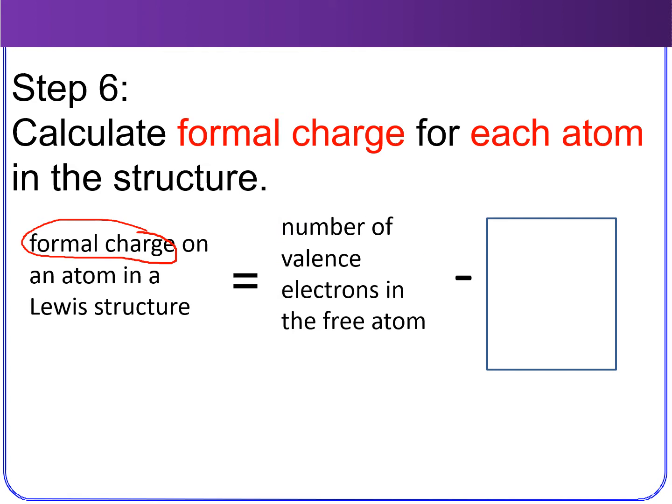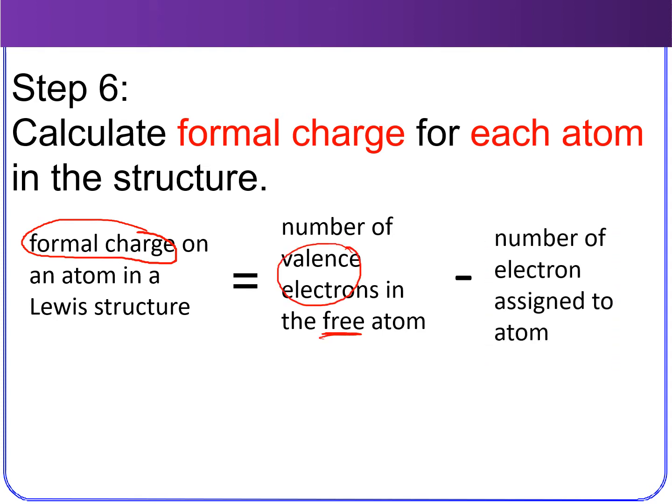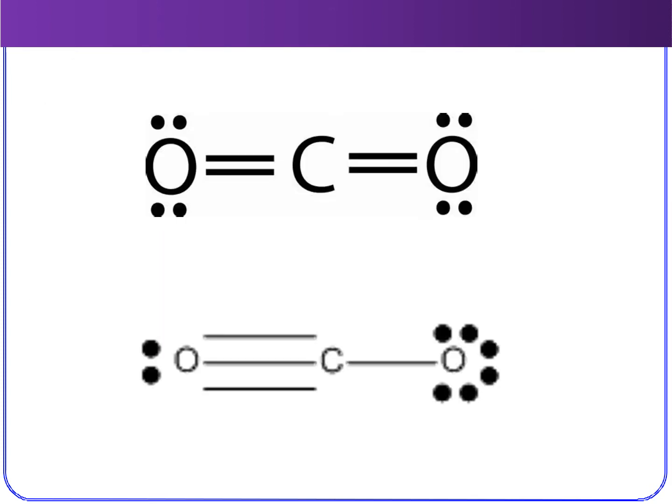Formal charge is the number of valence electrons in the free atom, and then we minus the number of electrons assigned to the atom. These are the Lewis structures that we drew earlier. So now let's calculate the formal charge for the atoms. Do remember that when we calculate the formal charge, we are going to calculate it for each atom in the molecule. Each atom in the molecule.